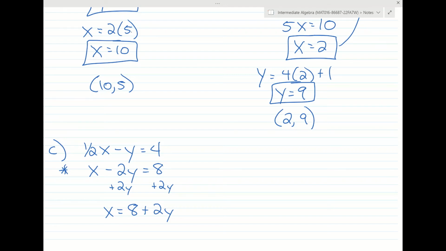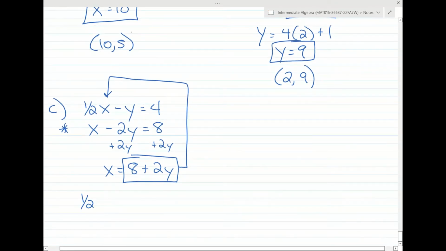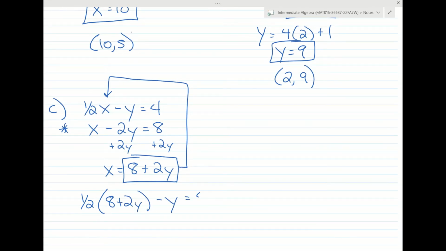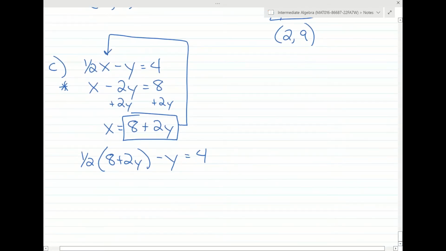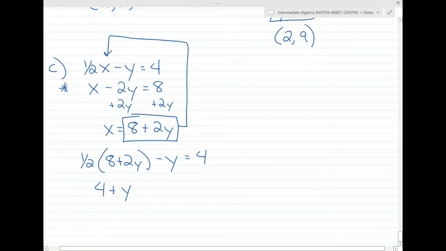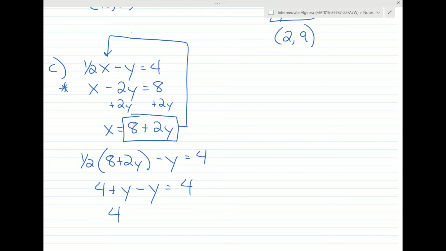Sometimes the letter is by itself, which is nice, you just plug it in, and sometimes you have to do one extra step and get it by itself. From here, we could plug this in for x. So 1/2 times 8 plus 2y minus y is 4. Half of 8 is 4 plus y minus y is 4. And we just wind up with 4 equals 4. It's a little bit of a different type of solution.